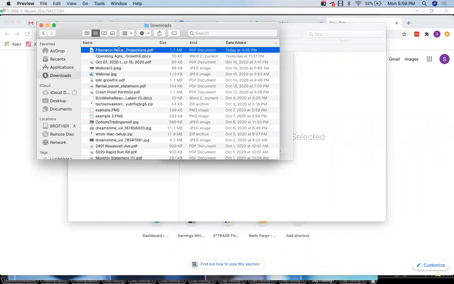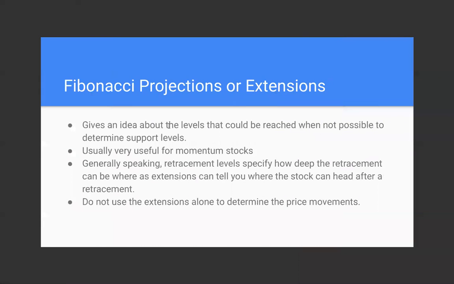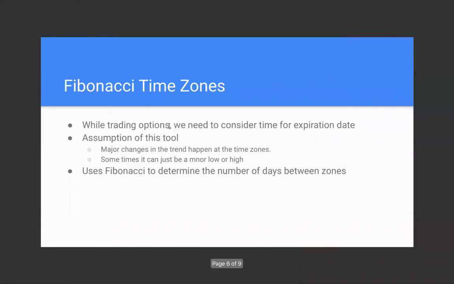Okay, so we talked about the projections or the extensions. The next one is called the time zones. While trading options, we have to consider two things. That is why options are considered risky. You are not only considering the options strike price, but you also have to consider the expiration date, when you want to buy it.